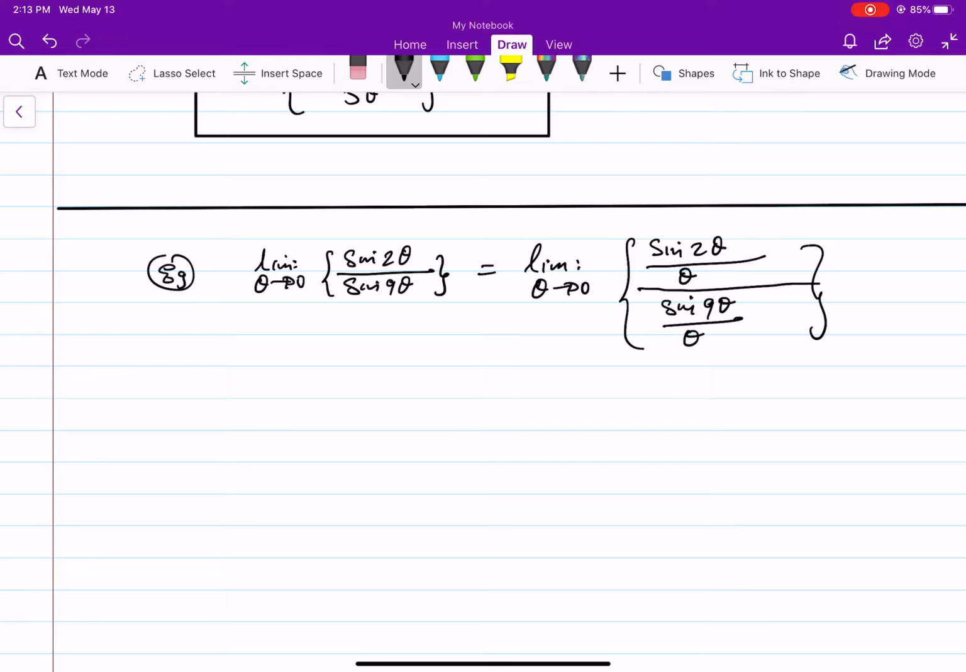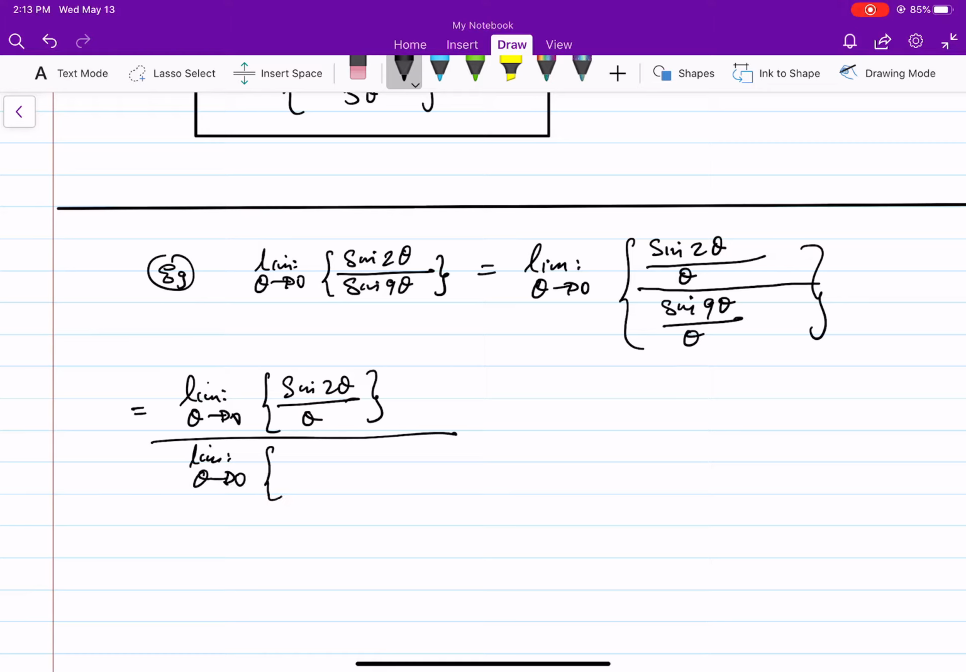This becomes the limit as theta approaches 0 of the numerator portion, which is sine 2 theta upon theta, all divided by the limit as theta approaches 0 of sine 9 theta upon theta. Looks kind of good.